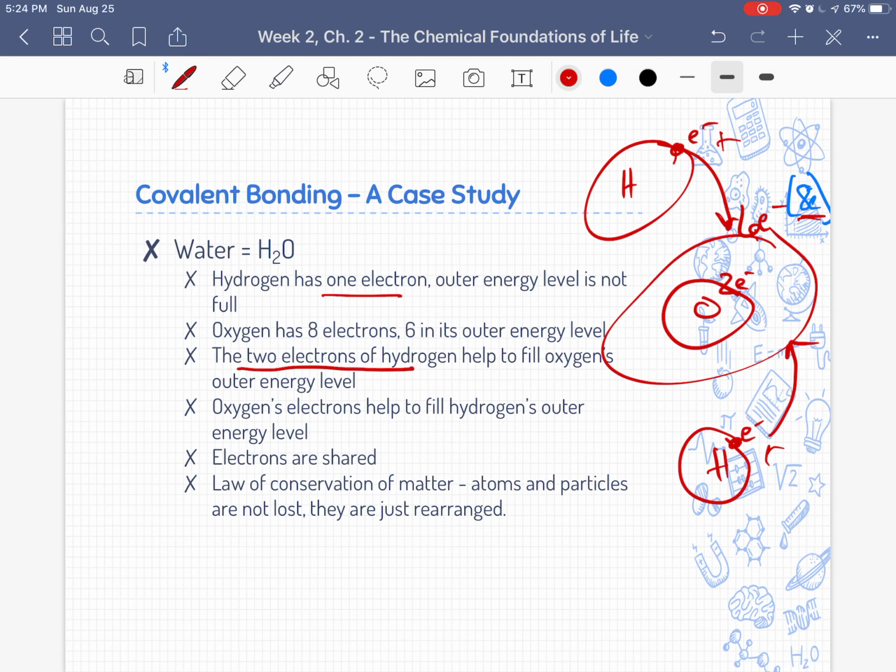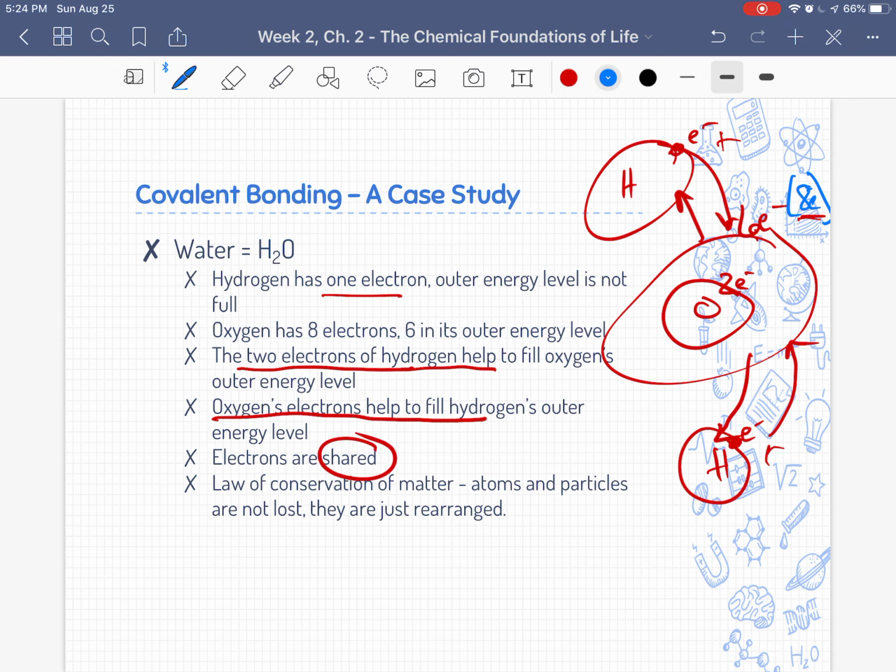Now, oxygen is also sharing electrons with hydrogen. So hydrogen gets +1. It has 1, gets 1 from oxygen. It becomes full with 2. This hydrogen has 1, gets 1 from oxygen. It becomes full with 2. So oxygen's electrons help to fill out hydrogen's outer energy shell, and hydrogen's electrons help to fill out oxygen's outer energy shell.